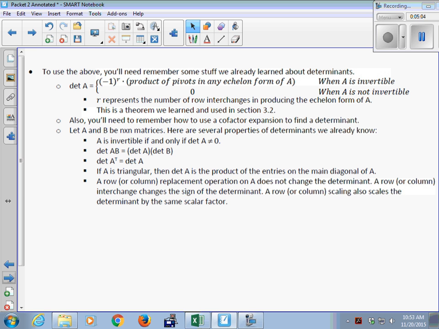And some properties of determinants that we already know that we're going to have to bring back and use today. A is invertible if and only if its determinant is non-zero. The determinant of a product is the product of the determinants. The determinant of A transpose and the determinant of A are the same value. If A is triangular, then the determinant of A is just the product of the entries on the main diagonal. And a row or column replacement operation on A does not change the determinant.